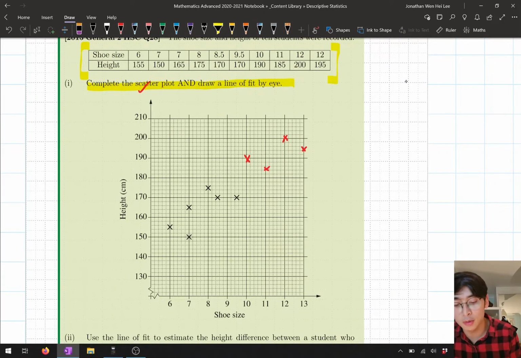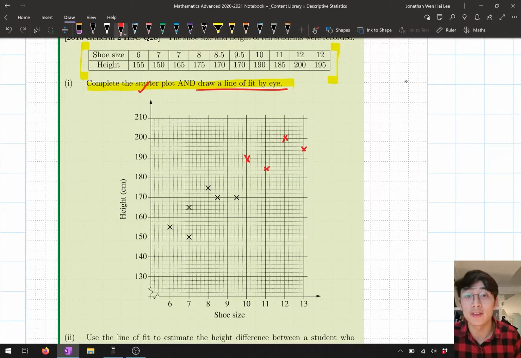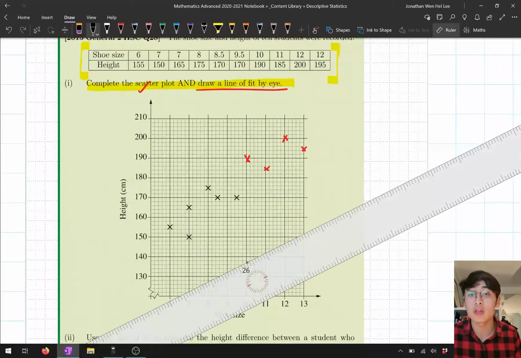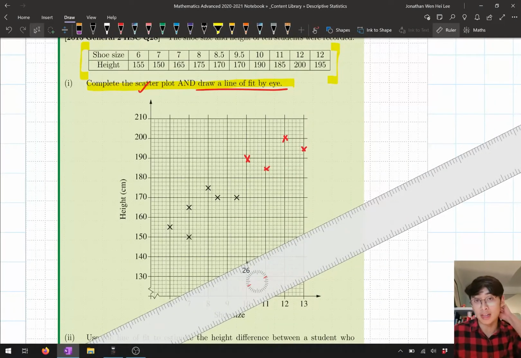The second bit is we want to draw a line of best fit by eye. So here we aren't actually calculating that least squares regression line. We're going to do that just for the sake of this question and to get some practice. But we just need to draw a line of best fit by eye. With this, we probably want to get our ruler to help us out, and we want to ensure that half of the points are above and half of them are below, and that we minimize the distance between the line and our data points.